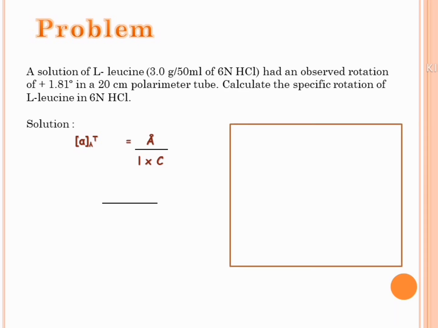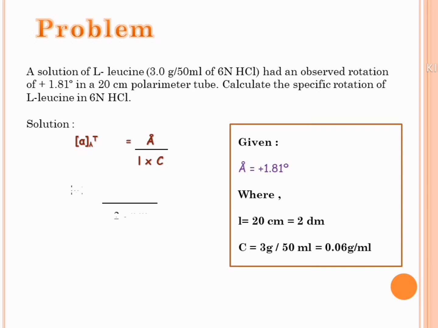As we know, we have written the formula. Next, we will have to take all the data given in the question. The degree of rotation is given, the length is given, concentration is given, but L is in centimeter, which has to be converted into decimeter. Concentration is given per 50 ml, which has to be converted into per ml. Then just substitute the degree of rotation, L and C in the formula. Then after solving, we will get the specific rotation as plus 15.1 degree.